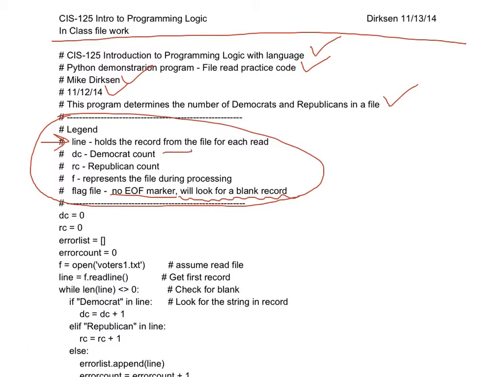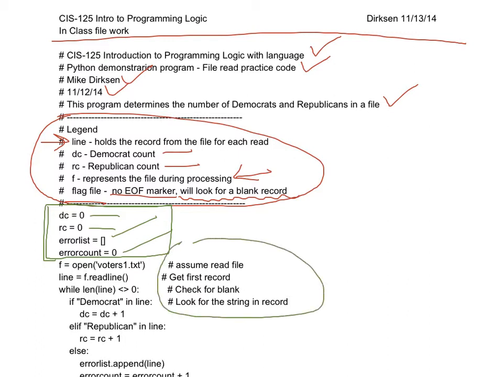Holds a record from each read. DC is going to count the Democrats. RC is going to count the Republicans. F represents the file during processing. Okay, and I'll show you where that is in a minute, and then I explain what the flag is. Next thing, in green here, we did some initialization. Okay, I'm going to use an array for errors. I'm going to count the errors. And this is a key thing. We're going to count how many Democrats and how many Republicans. Then I added some notes here. Not a lot, but a few notes explaining the lines.